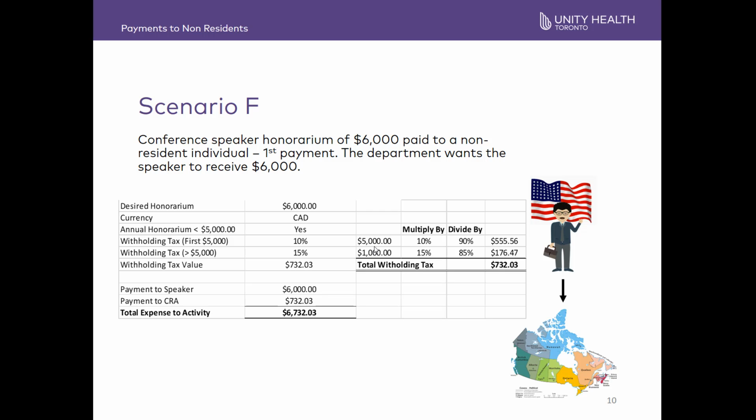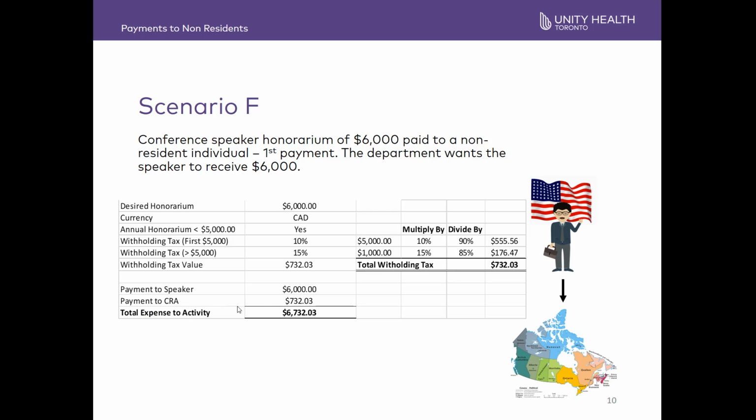First, the first $5,000 will be subject to 10% withholding tax, and you will also divide it by 90% to get that portion of the withholding tax. For the remaining $1,000, you will multiply it by 15% and divide it by 85% to get that portion's corresponding withholding tax. Because the department wants to pay the speaker $6,000 flat, the payment to the speaker will be $6,000.